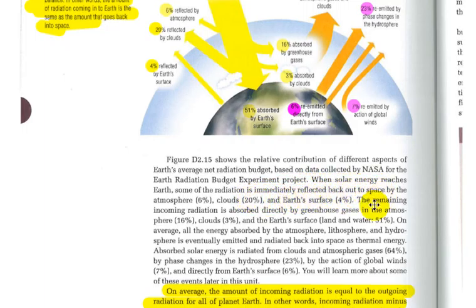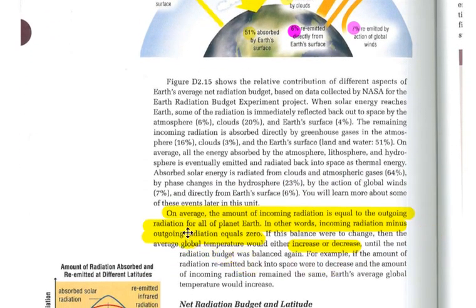Some is immediately reflected back into space by the atmosphere, clouds, and the Earth's surface. The remaining incoming radiation is absorbed by greenhouse gases in the atmosphere, clouds, and the Earth's surface. On average, all the energy absorbed by the atmosphere, lithosphere, and hydrosphere is eventually radiated back into space as thermal energy. Absorbed solar energy is radiated from the clouds and atmospheric gases by phase changes in the hydrosphere, and so on. So what does that all mean? In the long run, the average incoming radiation is equal to the outgoing radiation for the planet as a whole, so the change is zero.